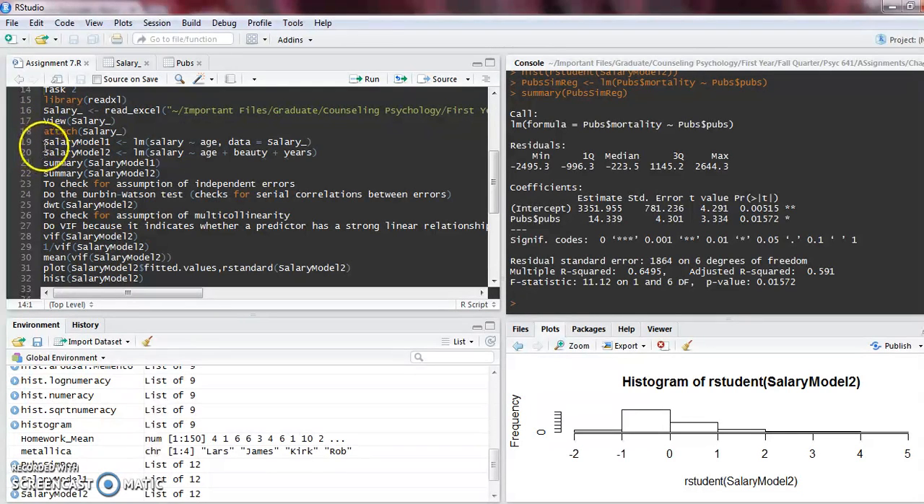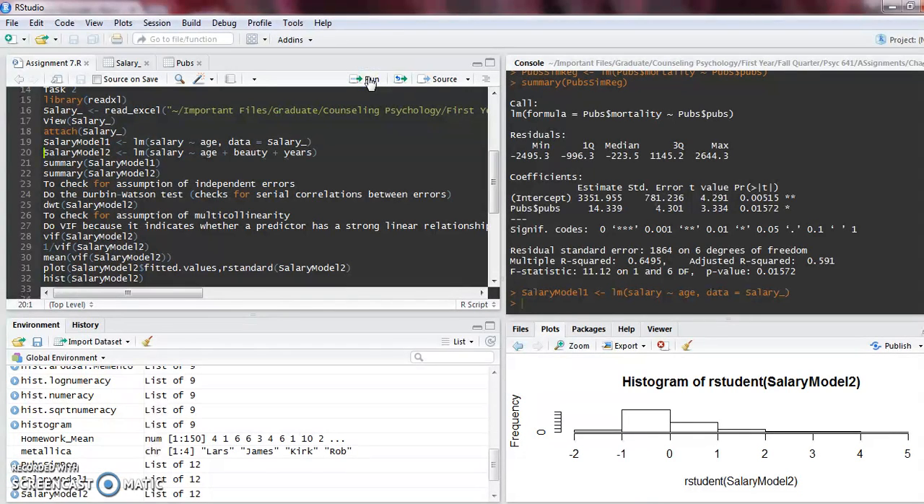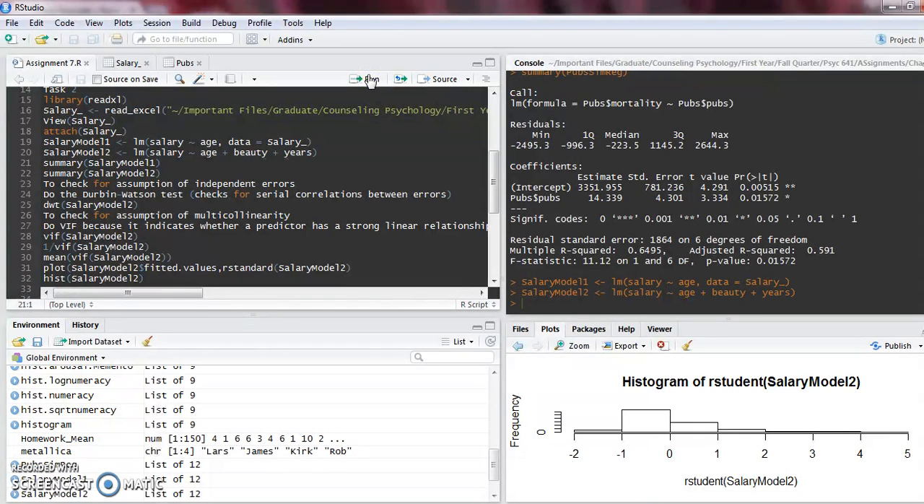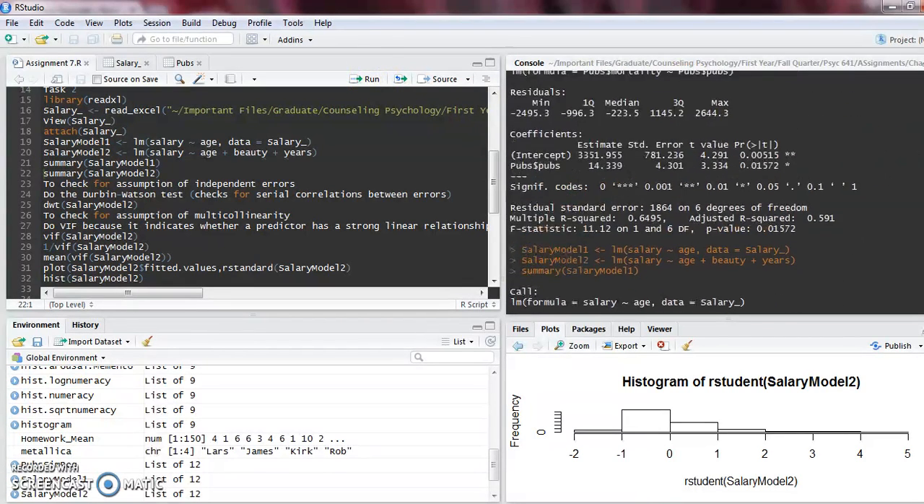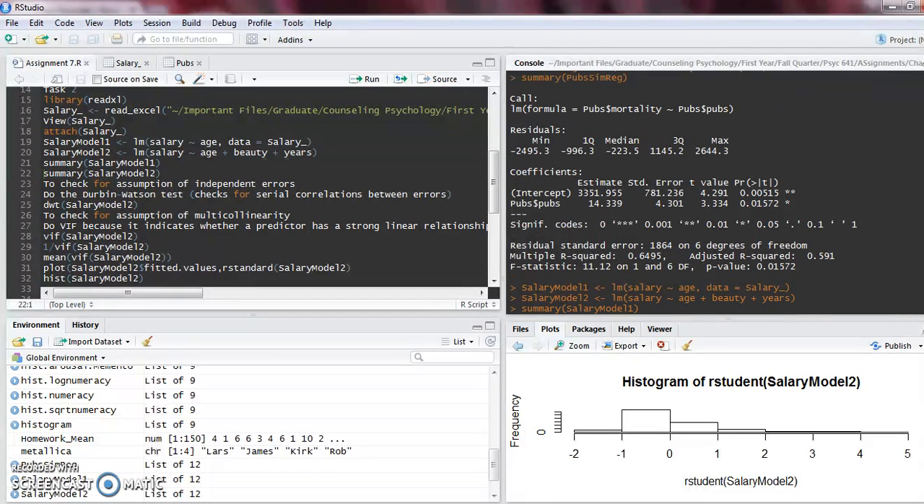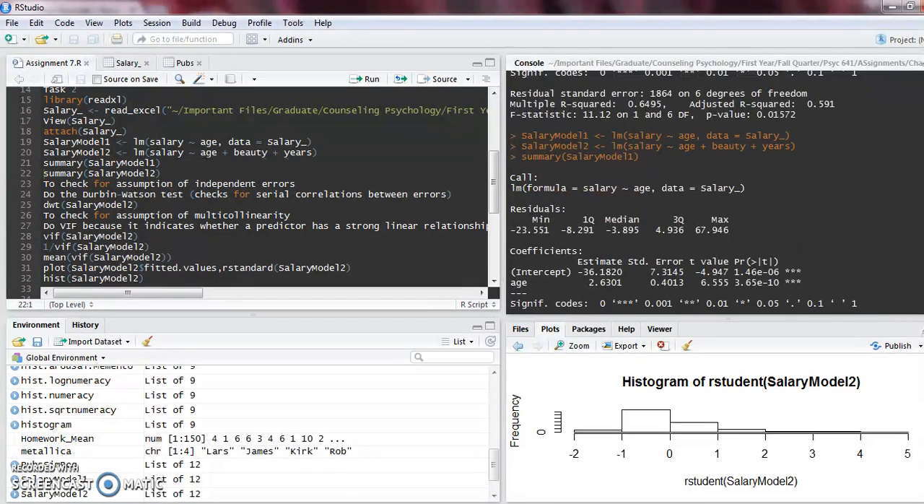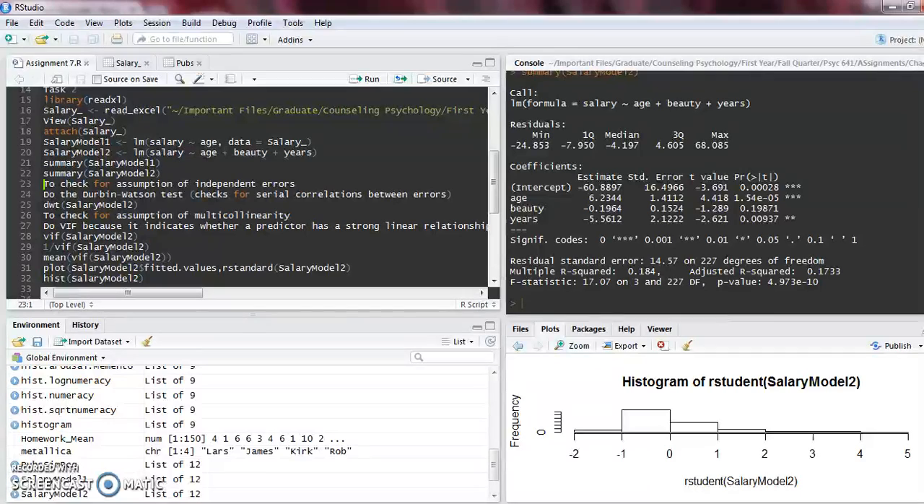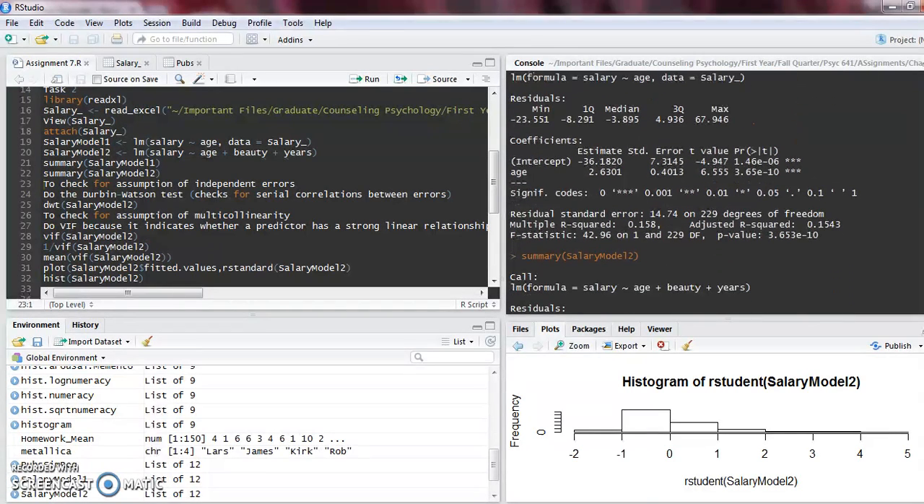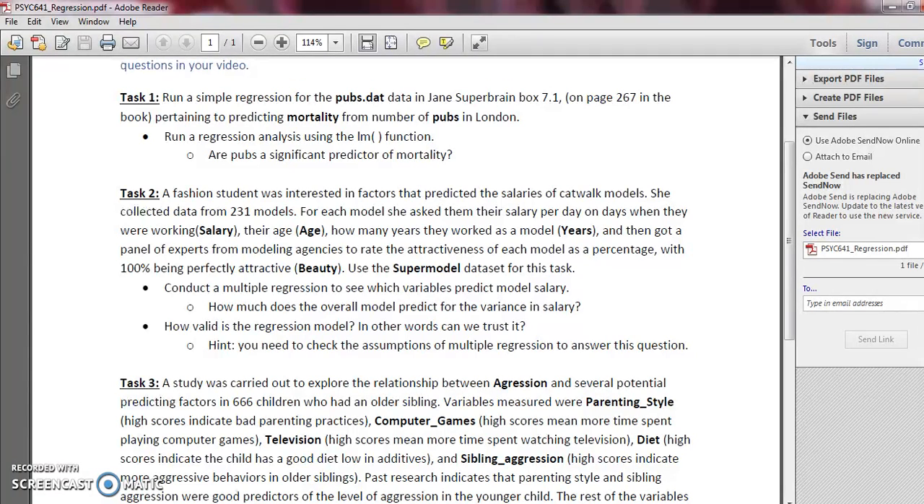The first thing that I did, I made a model just like Andy Field did, and I just used age and salary. I made another model adding beauty in years. And this is our summary for our salary model 1. And then for salary model 2, we ran that. So really quickly, our question asks, how much does the overall model predict for the variance in salary?